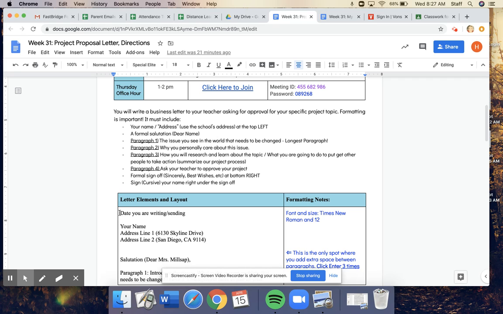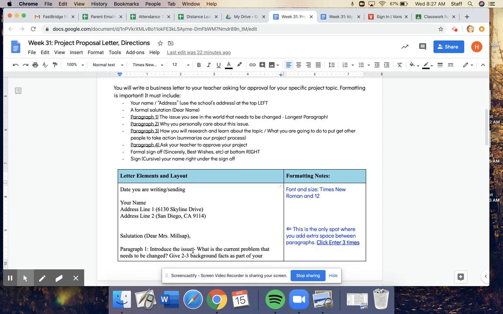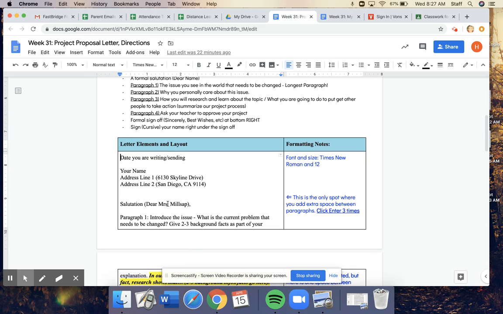Like, what is today? April 15th, 2020. You're going to write your first and last name, the school's first address, second address. This is how we write addresses formally. And then you're going to start with some sort of salutation like Dear Mrs. Millsap. You'll also notice this space is the only time you actually add extra spaces. So click enter 3 times there.